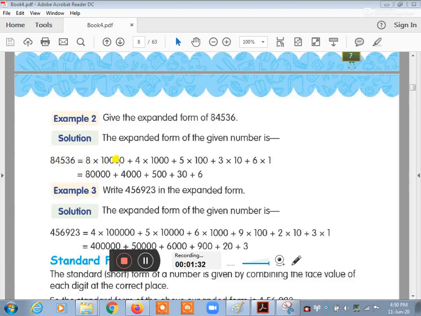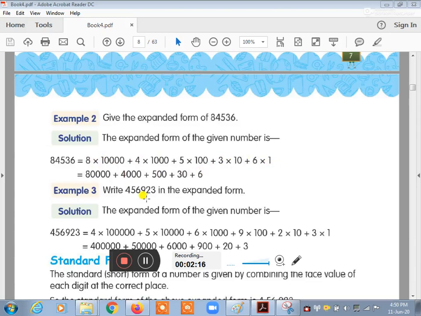84,536. So 8 into 10,000. If you didn't understand how to read, you have to put the place values above: ones, tens, hundred, thousand, 10,000. From this you can read easily. So 8 into 10,000 plus 4 into 1000 plus 5 into 100 plus 3 into 10 plus 6 into 1. So 80,000 plus 4,000 plus 500 plus 30 plus 6. Here 8 into 10,000 is 80,000, 4 into 1000 is 4,000, 5 into 100 is 500, 3 into 10 is 30, and 6 into 1 is 6.